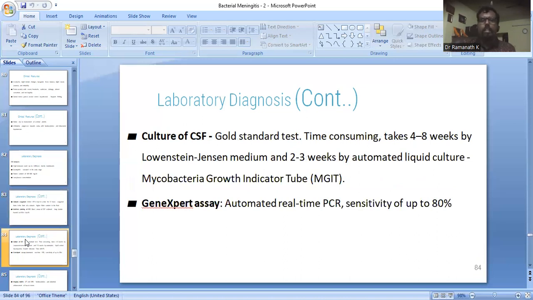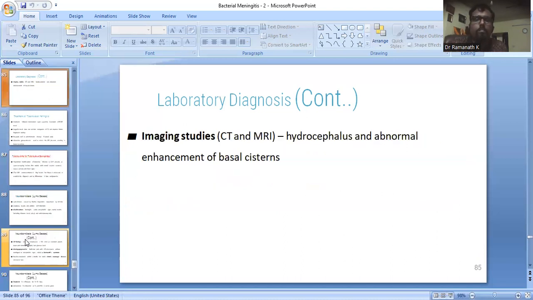As a second part, we can do the culture of the CSF. That is a gold standard method. In conventional media like Lowenstein-Jensen medium, it will take 4 to 8 weeks to form the colony. And in automated liquid culture medium like Mycobacteria Growth Indicator Tube, MGIT, we can get an organism in 2 to 3 weeks. Even nucleic acid based methods like GeneXpert assay, that is a PCR based method, where you can get a result with sensitivity up to 80% in the diagnosis.